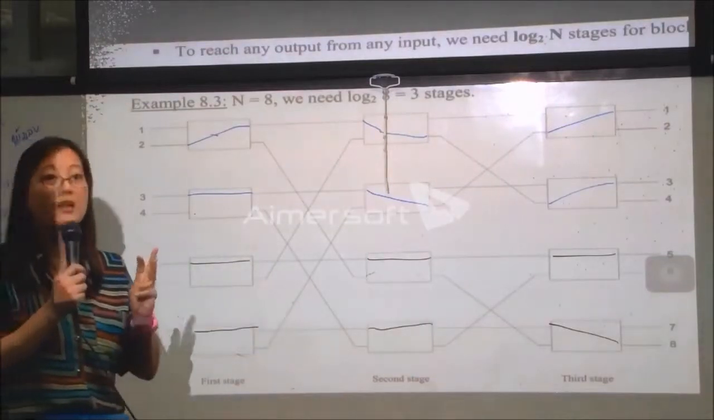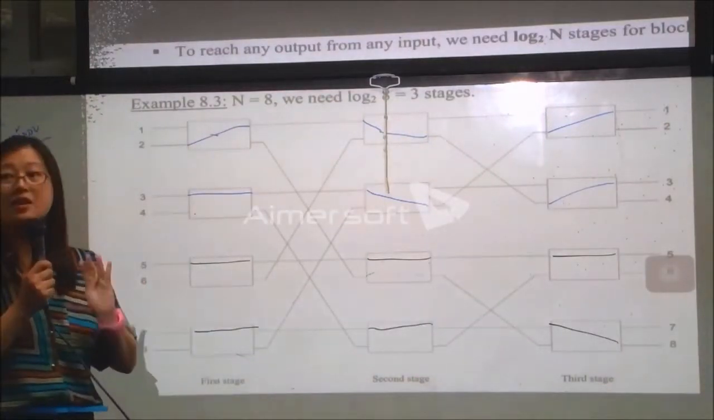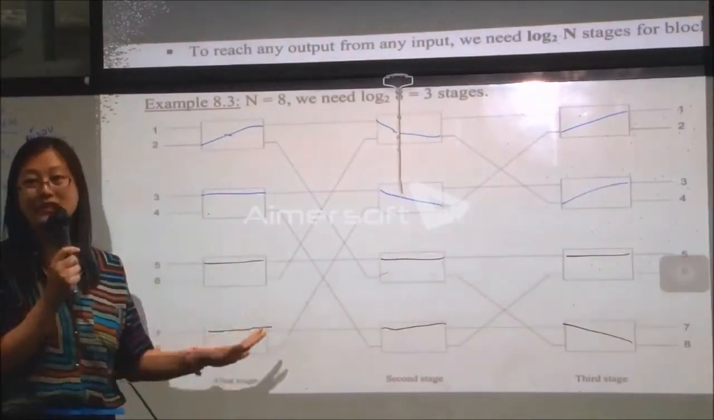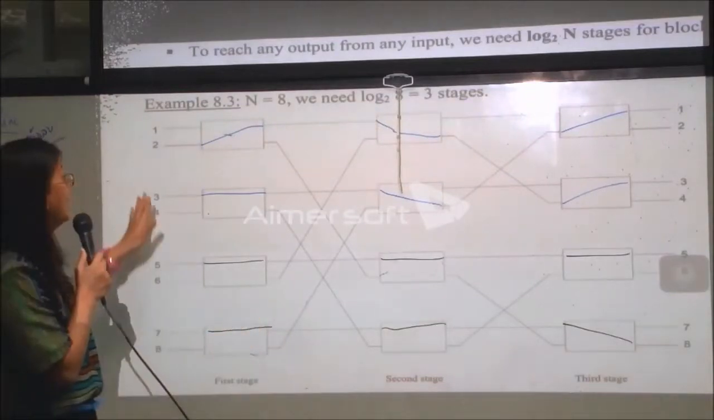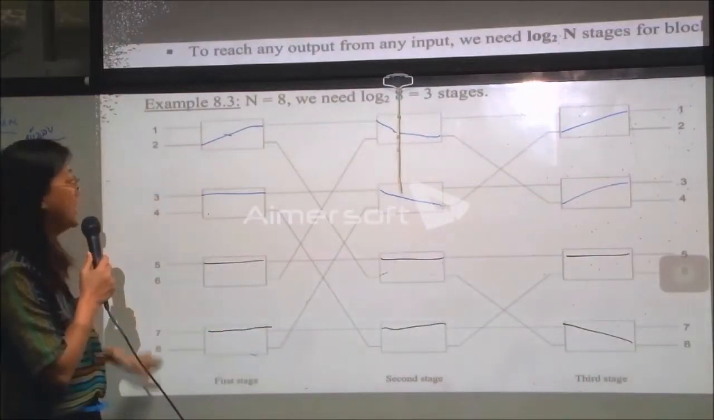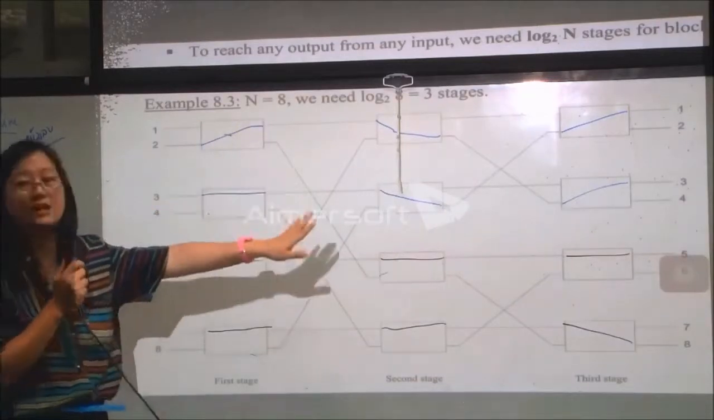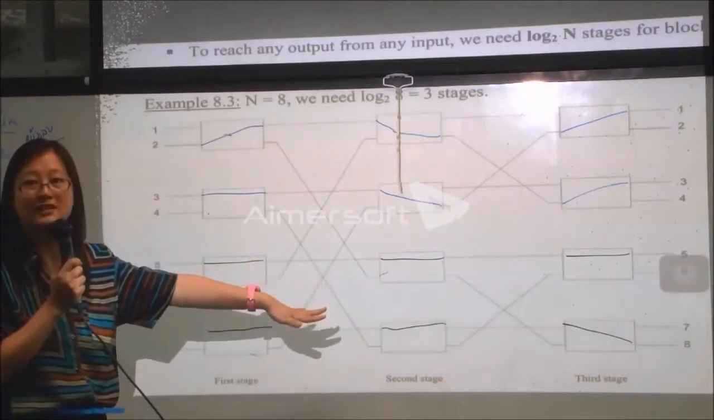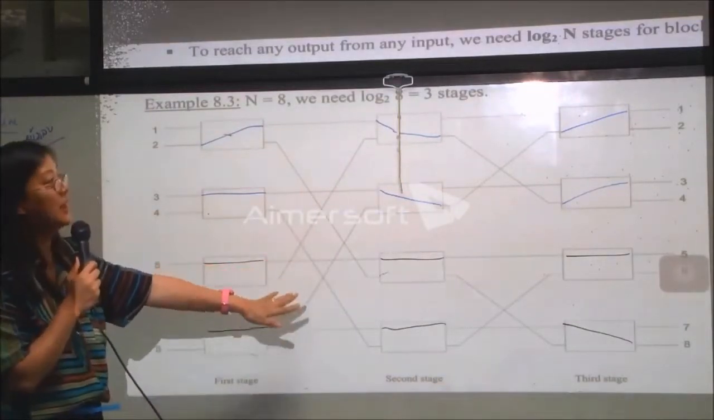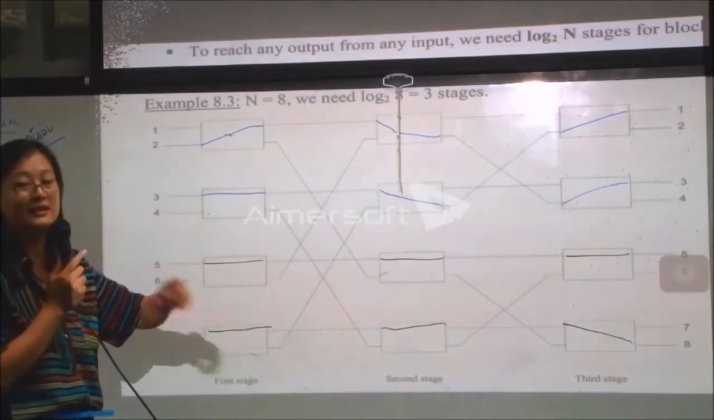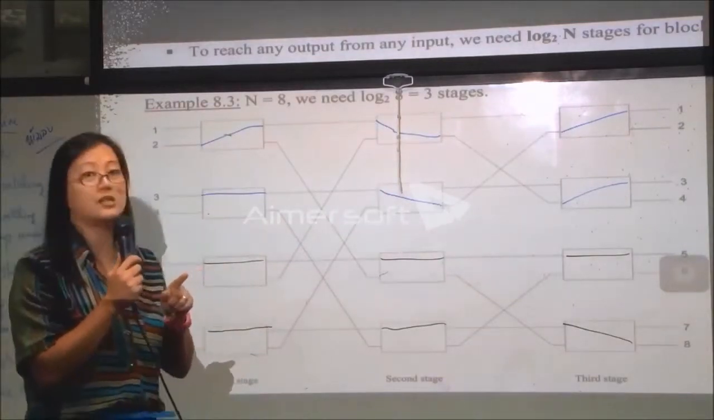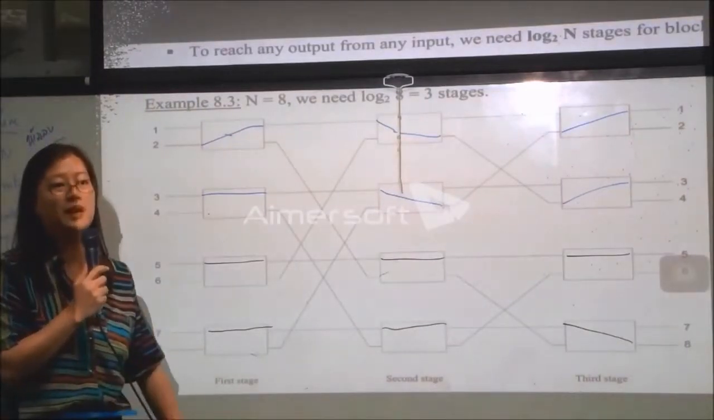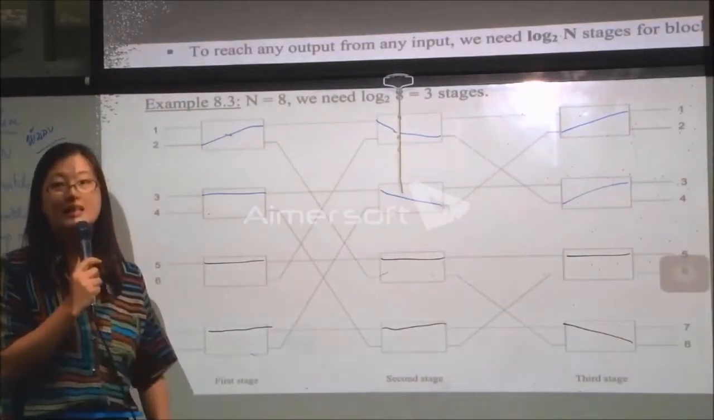So even though it's a blocking switch, you should design it so that it can connect to any output, at least when no one else is using it. Okay, and also number 2, 3, 4, 5, 6, 7, 8 as the input, any of these can connect to any of the output, if no one else is using it. But if someone else is using it, sometimes you cannot connect because there's blocking. And we do the blocking switch because we want to save some of the cross points, because most of the time, not many people are connecting, you know.